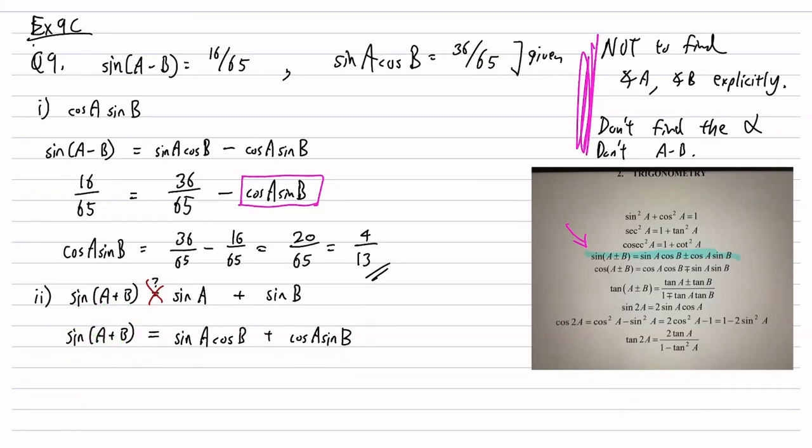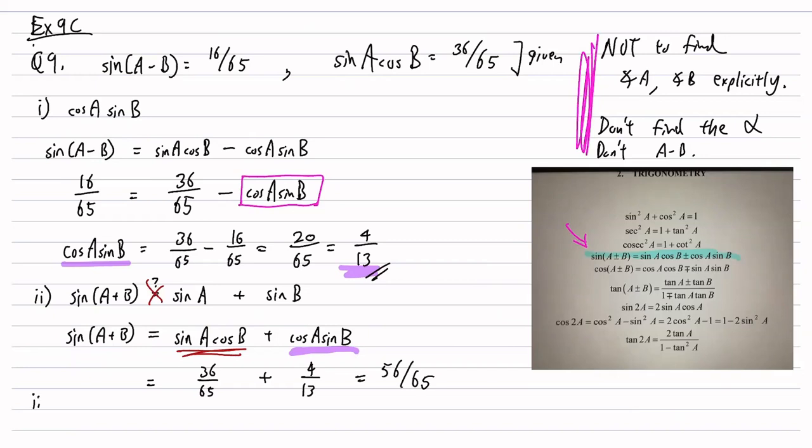Then you can sub in sine A cosine B with 36 over 65. And then I just realized you can sub in cosine A sine B with 4 over 13. Exactly. And then you're done. Just key in the calculator. 56 over 65. Okay, good. That is part 2 done.